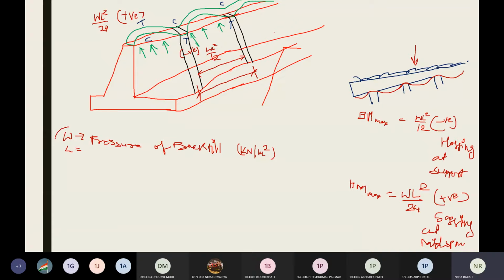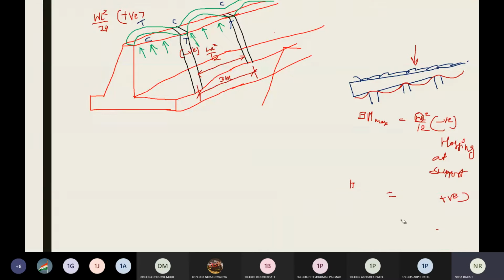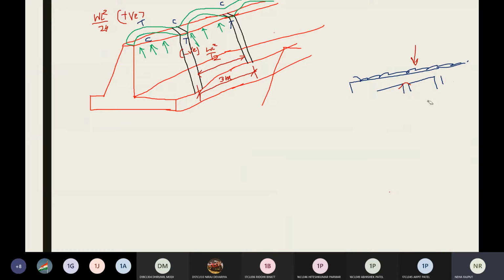Now how to find this pressure? Because this distance we have, center to center distance between the counterfort members, that is 3 meter. Now we are going to find what is W. For that, you need to draw the lateral pressure diagram, or backfill diagram. So how to draw that?